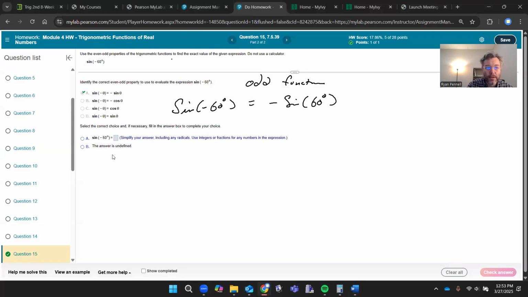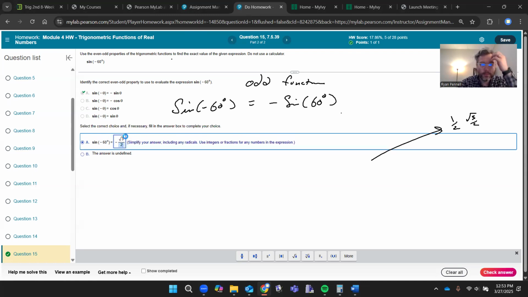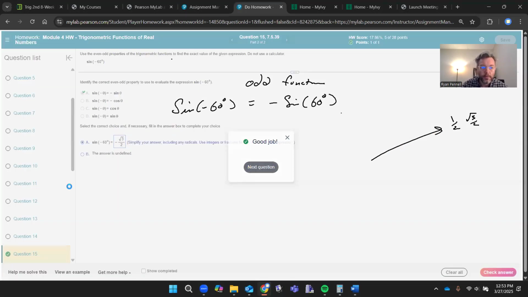What is the sine of negative 60 degrees? Well, all I need to know is what is the sine of 60 degrees. And the sine of 60 degrees, well, we have 1/2, root 3 over 2. So I'm guessing it would be negative root 3 over 2. Negative square root 3 divided by 2. It says good job.